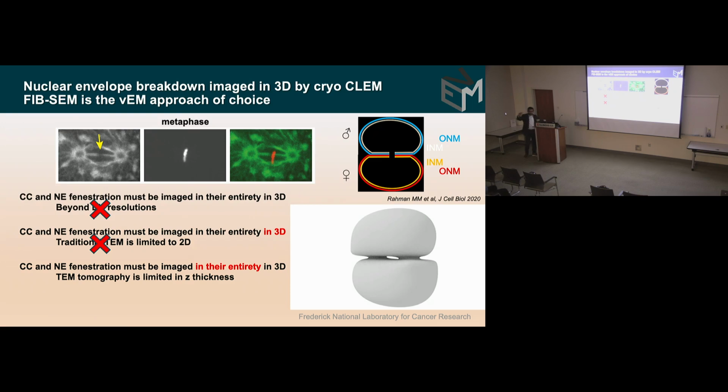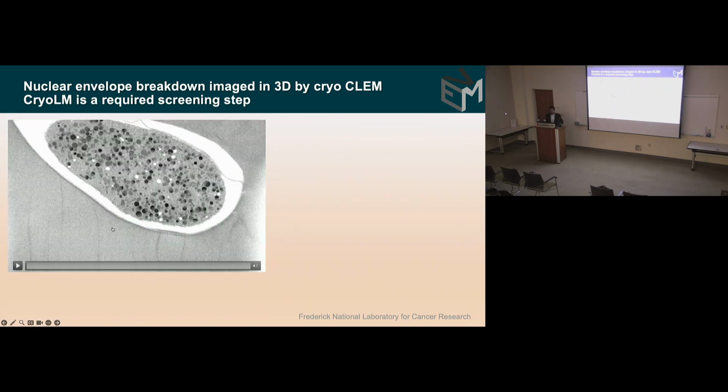So you can't use TEM tomography, which is limited to about several hundred nanometers, whereas this is several microns. And finally, you have to image both the condensed chromosomes and the fenestrations, and you don't know in what orientation they might be. So other approaches are limited in Z resolution, whereas FibSem is not. So FibSem was the way to go.